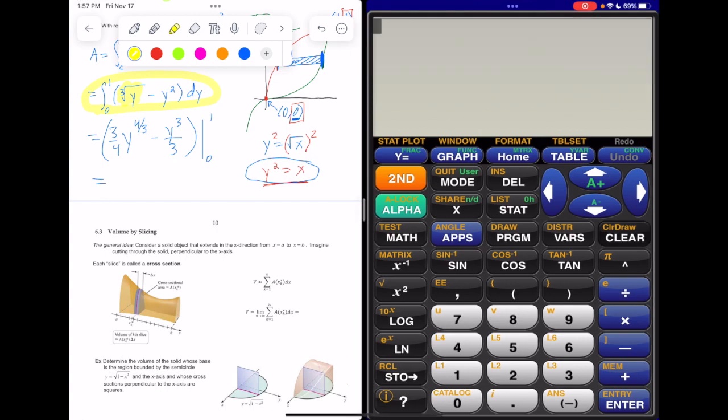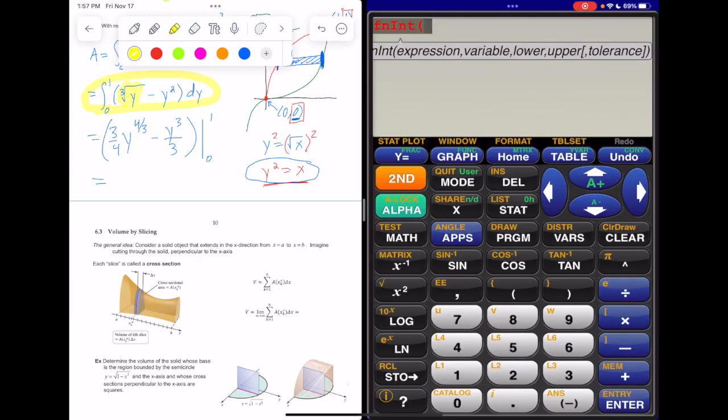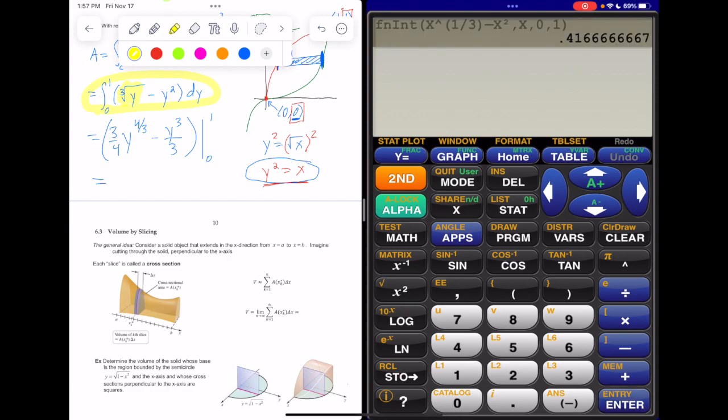So clear out all that stuff. We're going to do a new math and fnint. And this time we have the cube root of x. So I'm going to do x raised to the 1 divided by 3 minus x squared. And yes, I know they were y values, but again, it's easiest if you convert your function over to an x when you type it into fnint. So I'm using the variable x, and I'm going from 0 up to 1. Doing the same area, so I expect the same answer. And I get 0.416667.